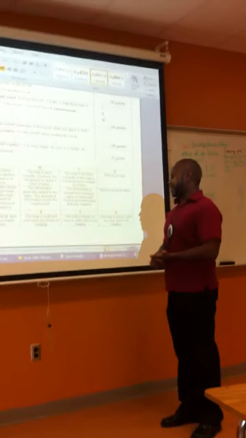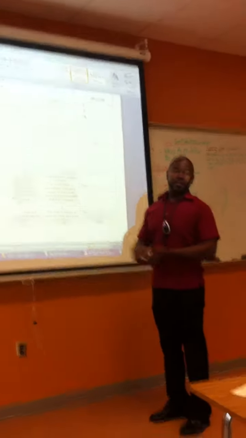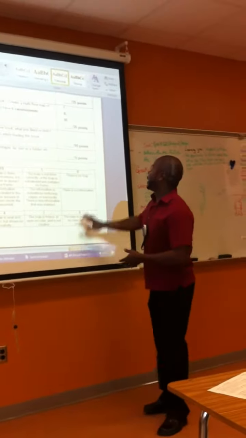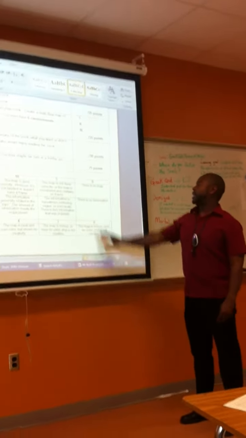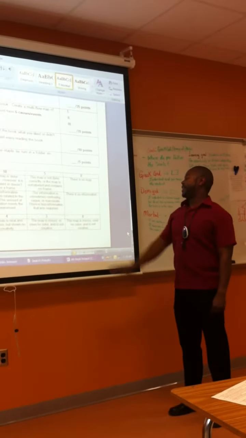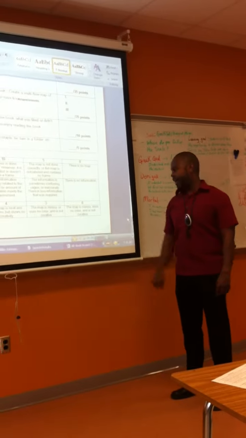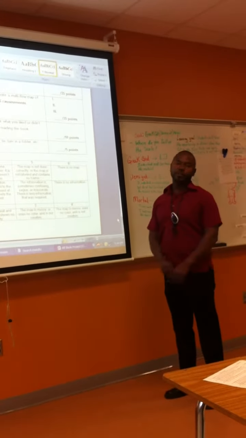The map is messy or uses no color and is not creative. 3 points awarded. There is no map, 0 points. There is no information, 0 points. The map is messy, uses no color, and is not creative, 0 points awarded.